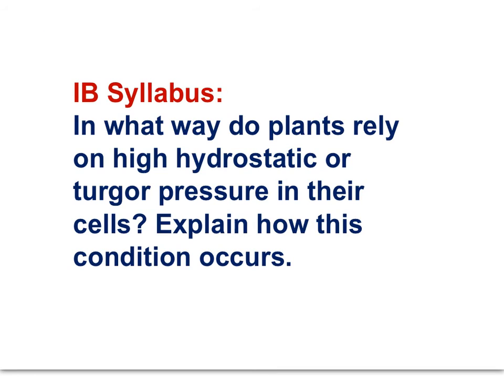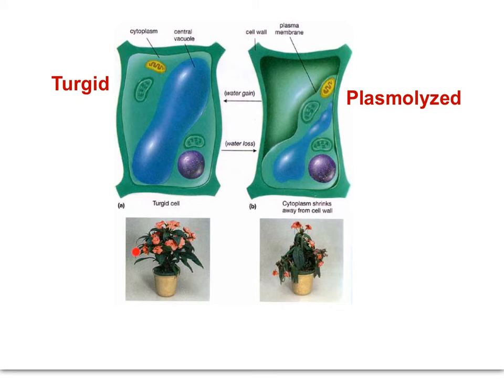Here's the next IB syllabus statement related to the diffusion of water. In what way do plants rely on high hydrostatic or turgor pressure in their cells? Explain how this condition occurs. In order for plants to remain upright, plants require water to diffuse into their cells. When water diffuses into plant cells, the cell becomes turgid, rigid. Plants rely on solutions that surround their cells to be hypotonic relative to the plant cell. If plants do not receive enough water, their cells lose water, the plasma membrane pulls away from the cell wall, the cell becomes plasmolyzed, and the plant wilts.